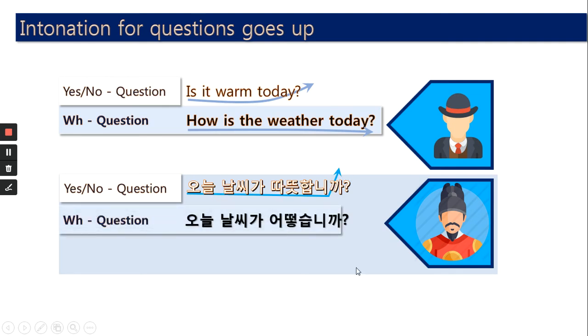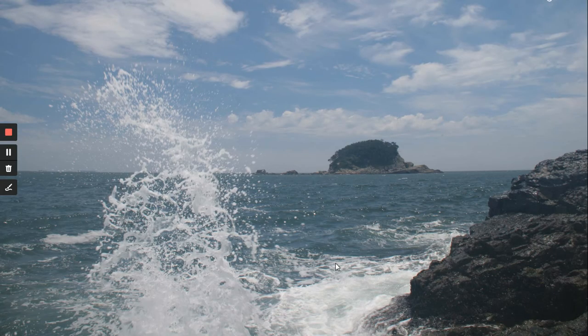How about a WH question? We also have 오늘 날씨가 어떻습니까? 어떻습니까? How? Okay, how is the weather today? And this intonation goes up. 오늘 날씨가 어떻습니까? So as you see, in Korean, whether it is a yes-no question or a WH question, intonation for questions always goes up. But English is different, right? So when you pronounce 습니까, ㅂ니까, the intonation always goes up.